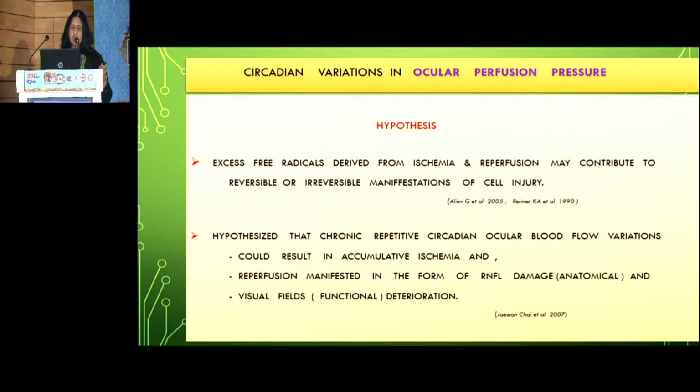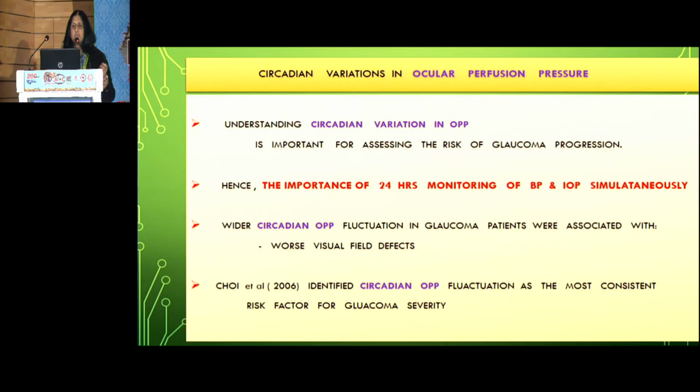Now, free radicals derived from ischemia and reperfusion may contribute to reversible and irreversible manifestations of cell injury. It is hypothesized that chronic, repetitive, circadian ocular blood flow variations could result in cumulative ischemia and reperfusion, manifesting in the form of RNFL damage and visual field deterioration. Now, understanding circadian variation in OPP is important for assessing the risk of glaucoma progression. Hence, the importance of 24-hour monitoring of blood pressure and IOP simultaneously. Wider circadian OPP fluctuations were associated with worse visual defects, and Choi et al. identified circadian OPP fluctuation as the most consistent risk factor for glaucoma severity.